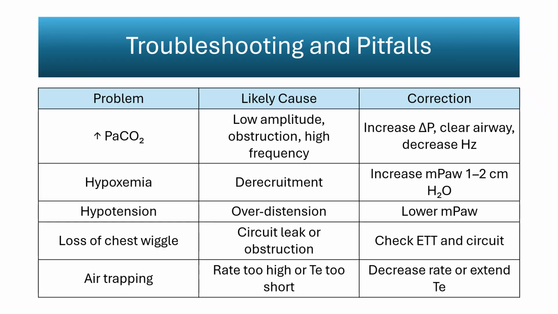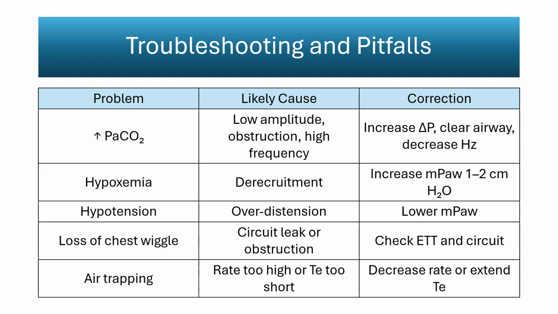Rising carbon dioxide can result from inadequate amplitude or rate, excessive frequency, or new compliance loss. Adjust amplitude or driving pressure first, then consider reducing frequency slightly if clearance remains poor. When carbon dioxide rises with falling amplitude or servo pressure, obstruction or atelectasis should be suspected rather than mechanical failure.